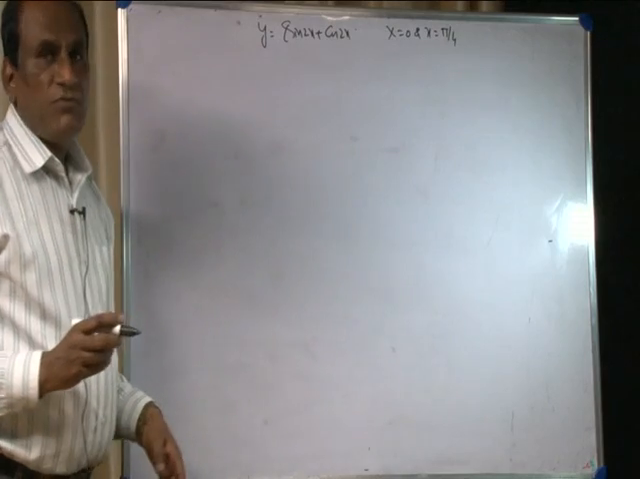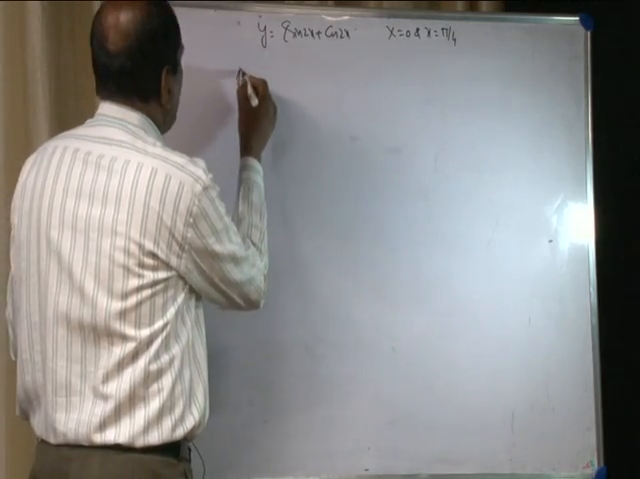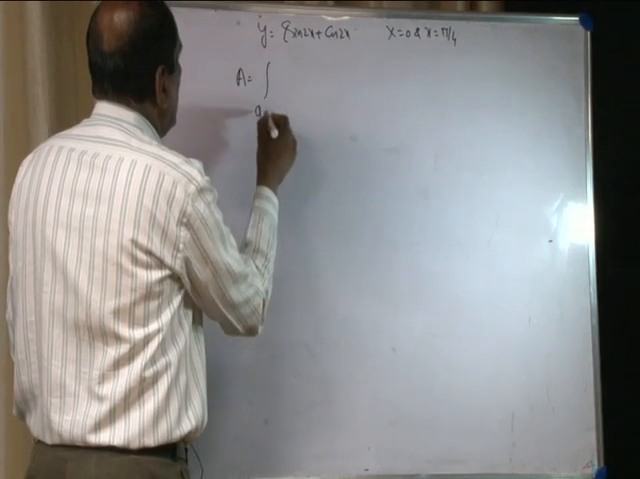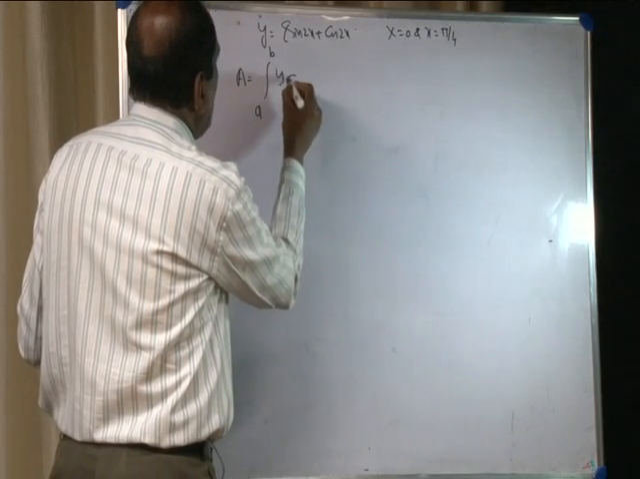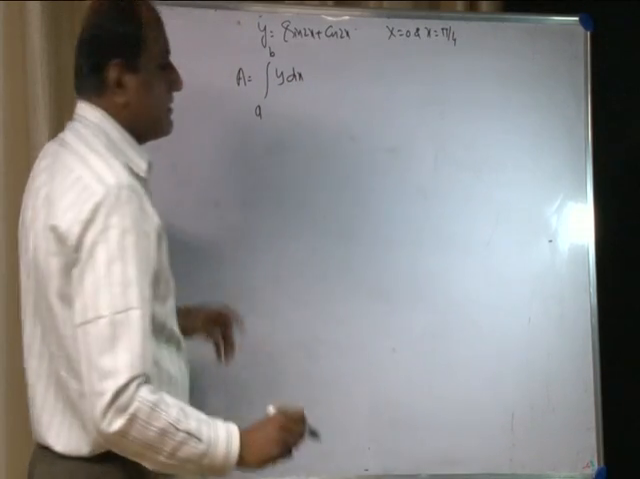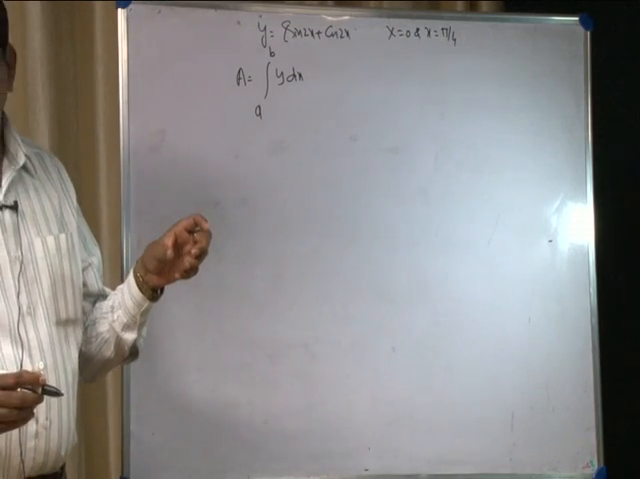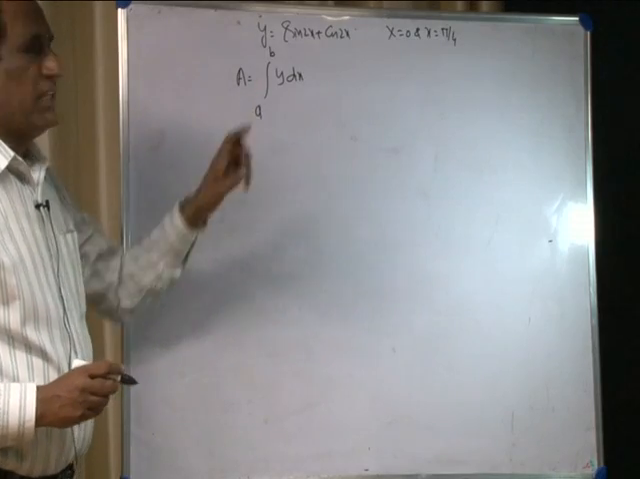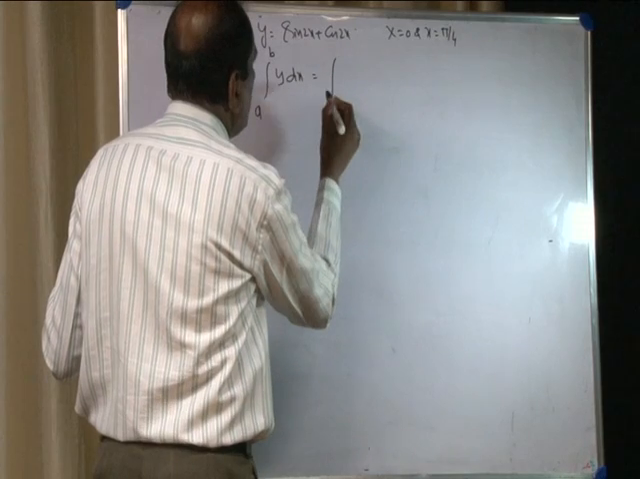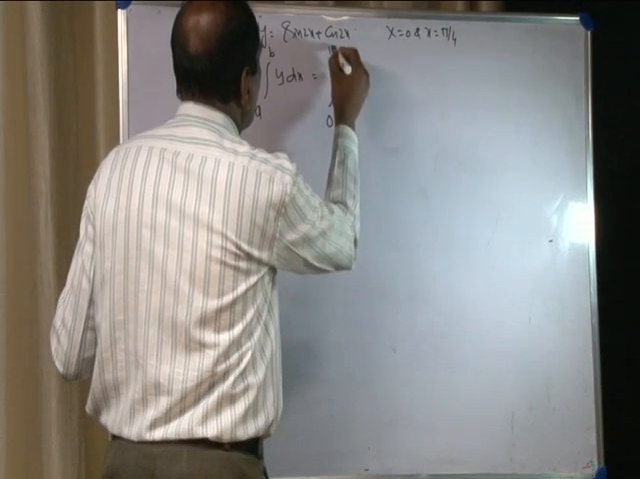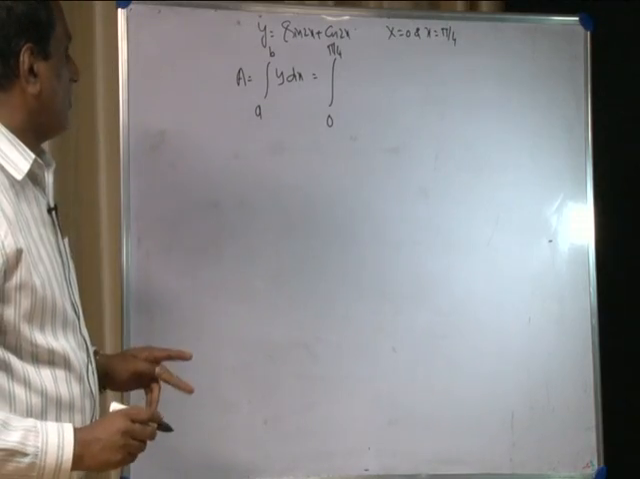Now, how to find the area of this curve? First, write the formula. A is equal to the integration from a to b of y dx, in square units. Now, substitute a and b: a is the lower limit, b is the upper limit. Substitute the curve and the limits. Here, a to b means 0 to pi by 4.